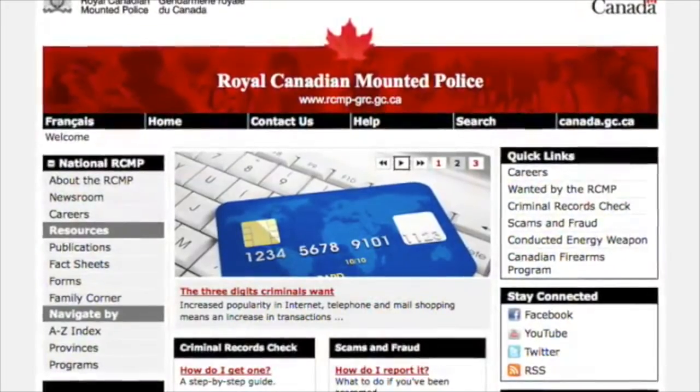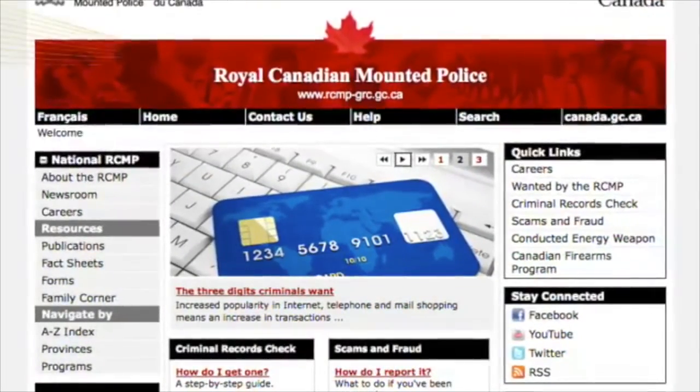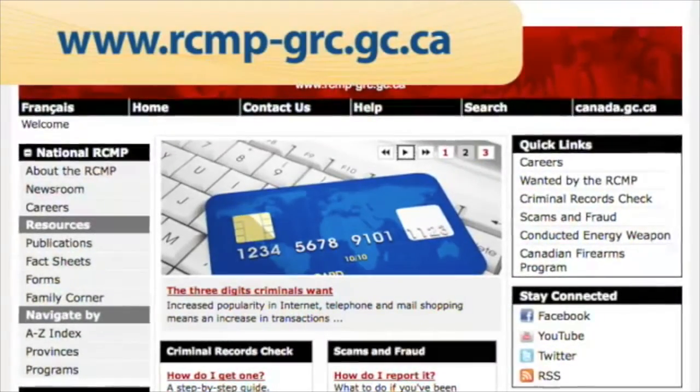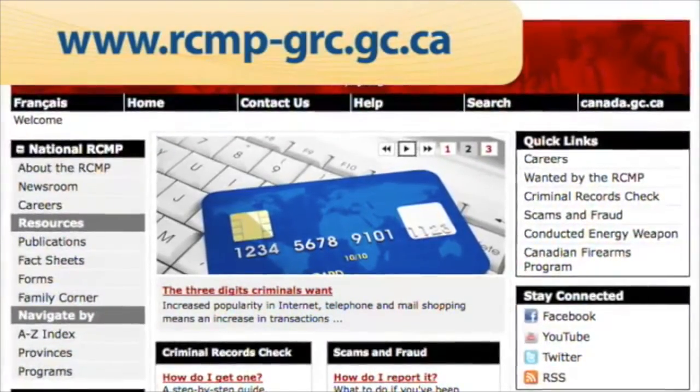If you receive emails or phone calls asking for this type of information, they are probably fraudulent or fake. See the RCMP's website for more information.